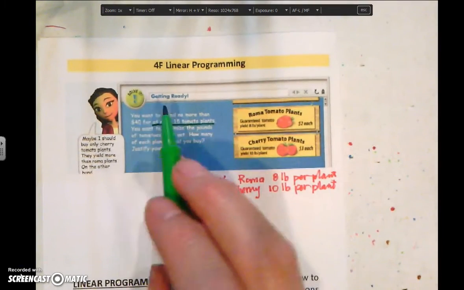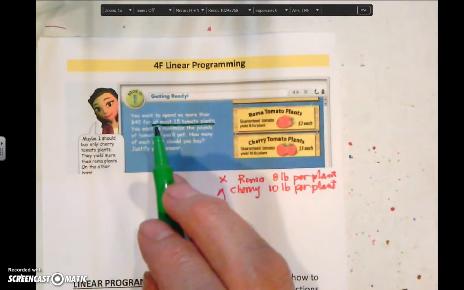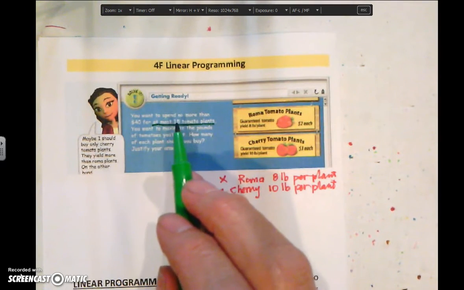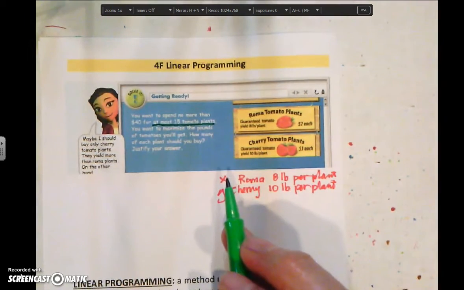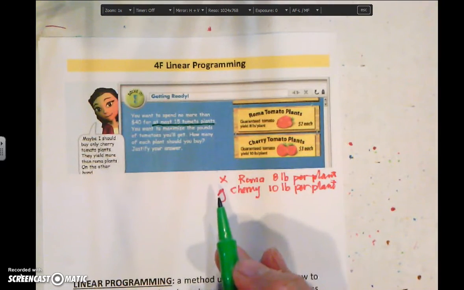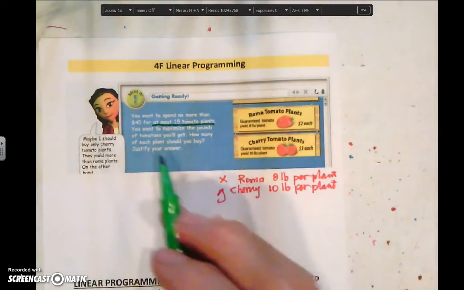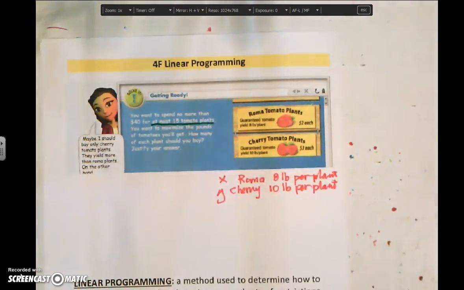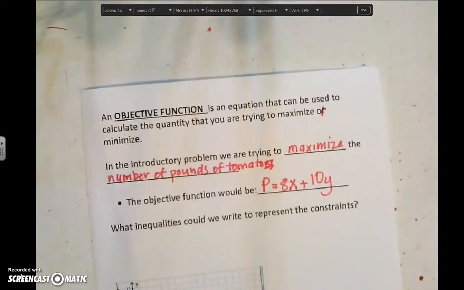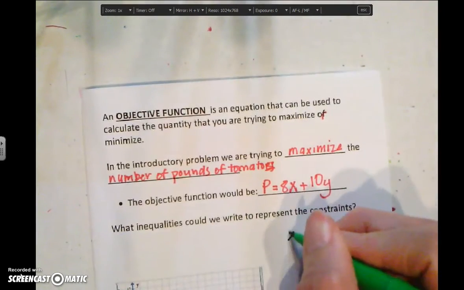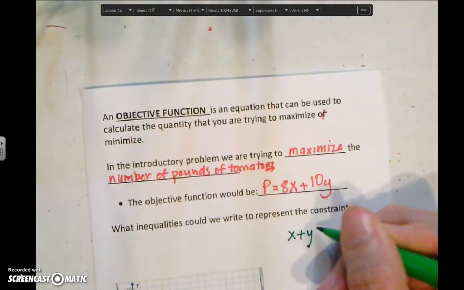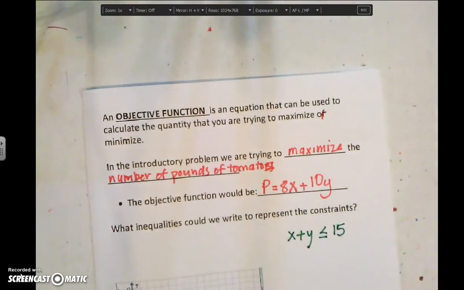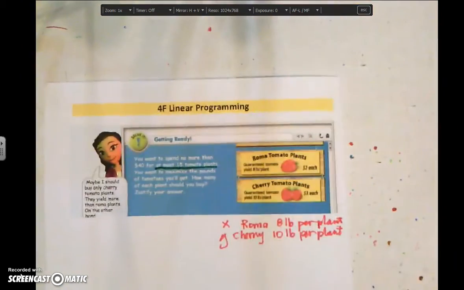So when we take a look again at our information here, we can have at most 15 plants. So that's the biggest number that we can have. Since X represents the number of Roma and Y represents the number of cherries, we'd have to say that X plus Y has got to be less than or equal to 15. So I'm going to write those down. X plus Y has got to be less than or equal to 15. So the number of plants has to be less than or equal to 15.